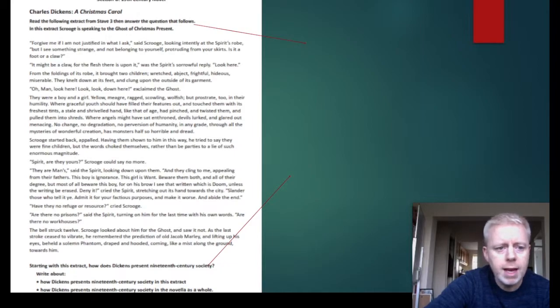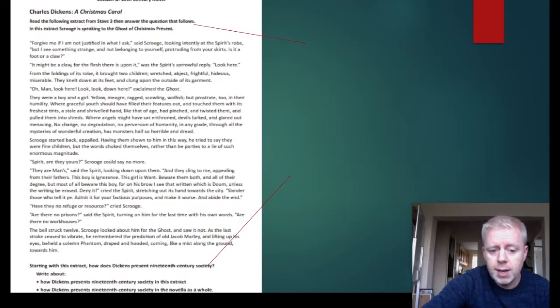The bold above the extract gives you the context for where this extract lies within the novel. So: read the following extract from Stave 3, then answer the question that follows. In this extract, Scrooge is speaking to the ghost of Christmas Present. So it tells you where this extract comes from in the story.